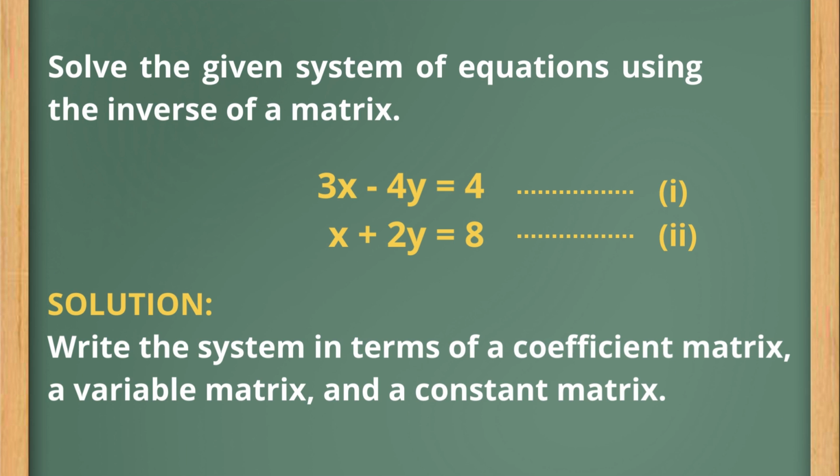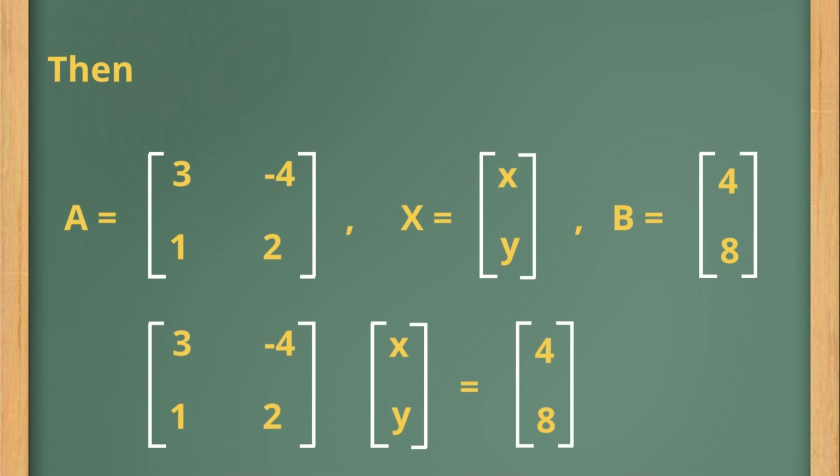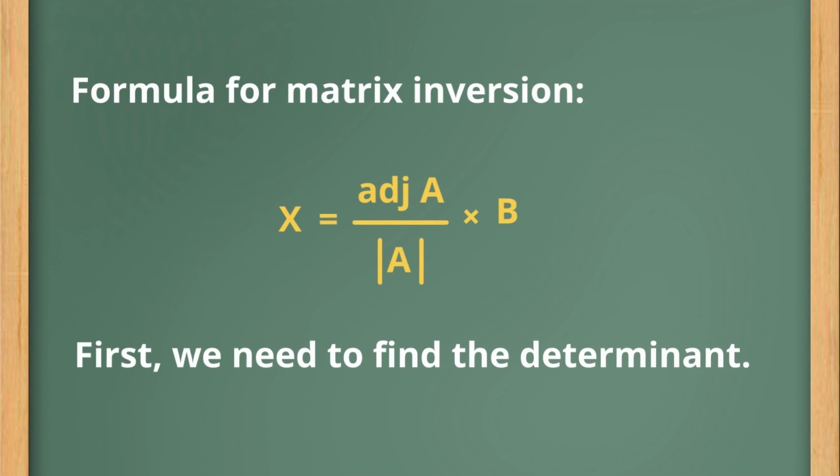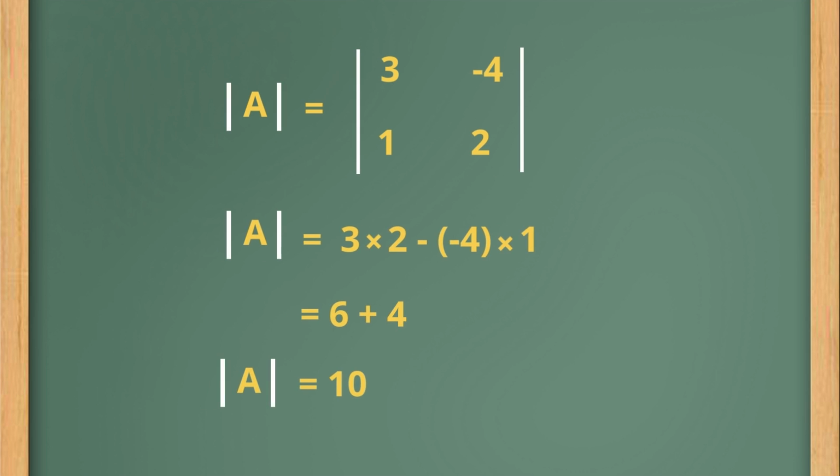First, write the system in terms of a coefficient matrix, a variable matrix, and a constant matrix. You can see matrix A, matrix X, and matrix B here. You can see the formula for matrix inversion method here. First we need to find the determinant of the matrix A, because calculating the inverse of a matrix is only possible if matrix A is a non-singular matrix. Here you can see that the determinant of matrix A is 10, which means it is a non-singular matrix. So we can find the inverse of the matrix A.